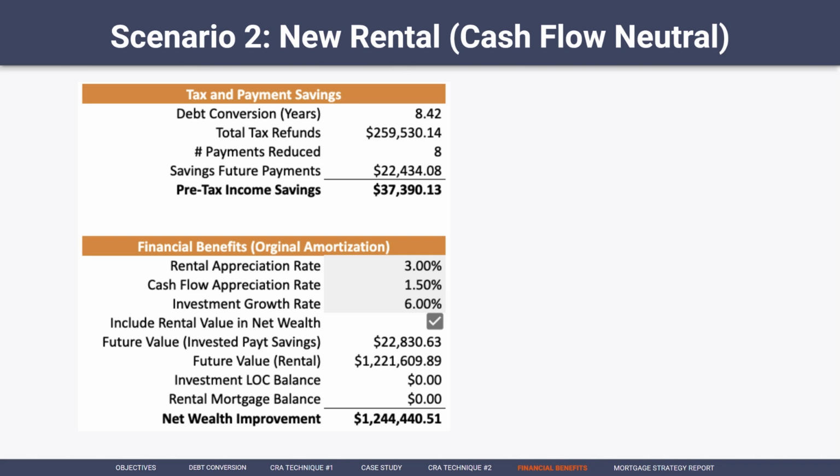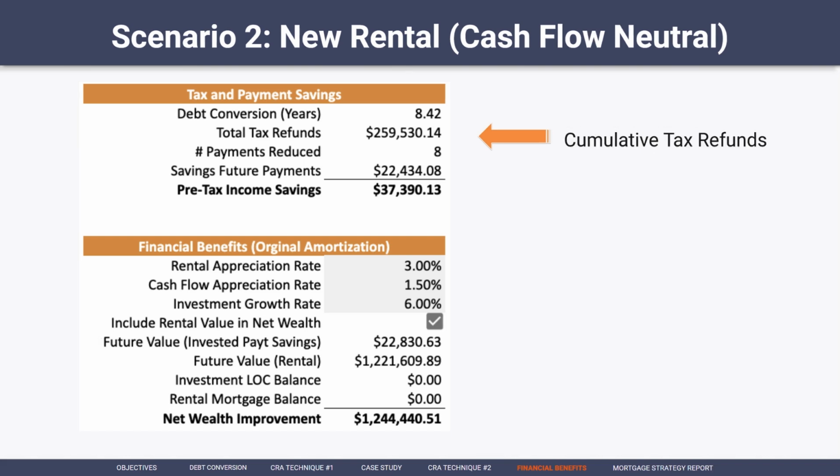Debt conversion occurs a little faster this time, coming in at 8.4 years. The reason for this is because we borrowed the down payment, which results in higher initial tax refunds. And because we use the refunds to pay down the mortgage, the conversion process is accelerated. Over the life of the plan, we see $259,000 in tax refunds. Again, because we're borrowing more and it takes longer to retire the debt, we have a longer time horizon for earning refunds.